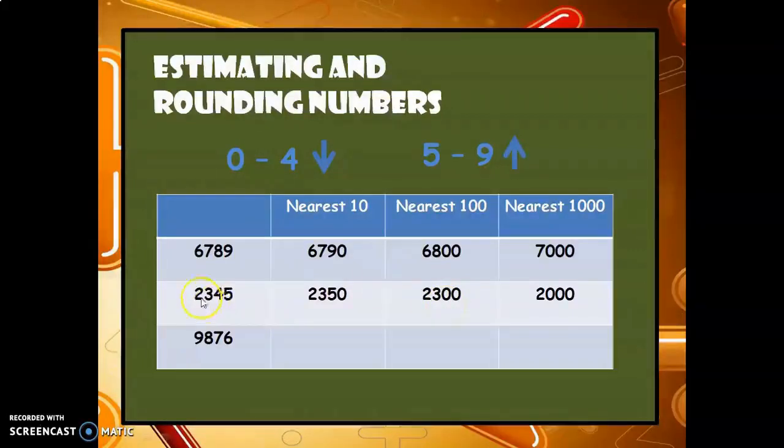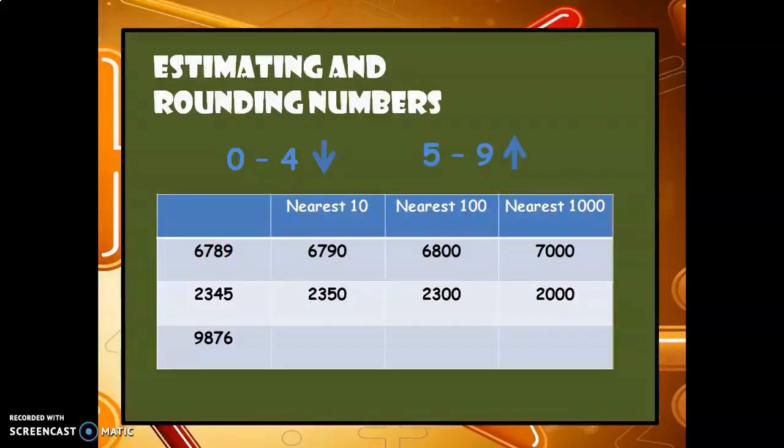Rounding to the nearest thousand, same thing. The thousands place here is digit 2, but the reference digit is in the hundreds place, so it's round down, so there's no need to add 1 to the thousands place. So it's nearer to 2,000. Rounding this number to the nearest thousand, that is 2,000.